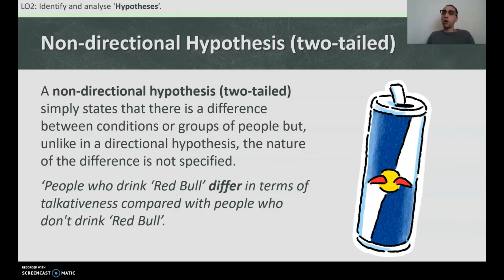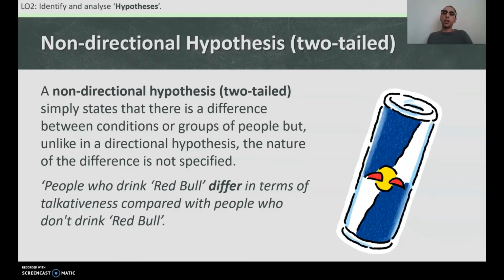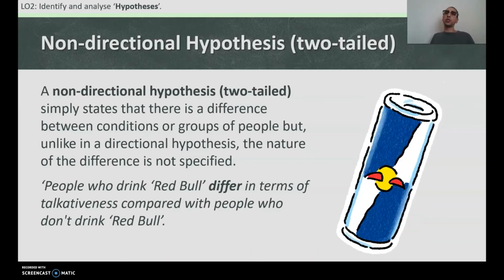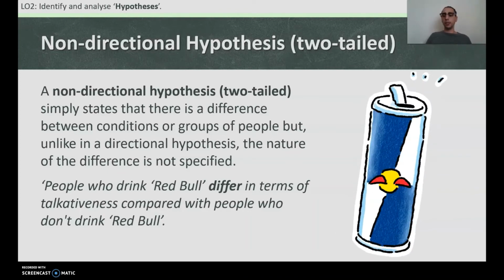We're saying that we're not sure. We're saying we don't know which way it's going to go. We're just saying that there is going to be a difference. You can decide whether you use a one-tailed or two-tailed hypothesis based on the knowledge that you have already, essentially.